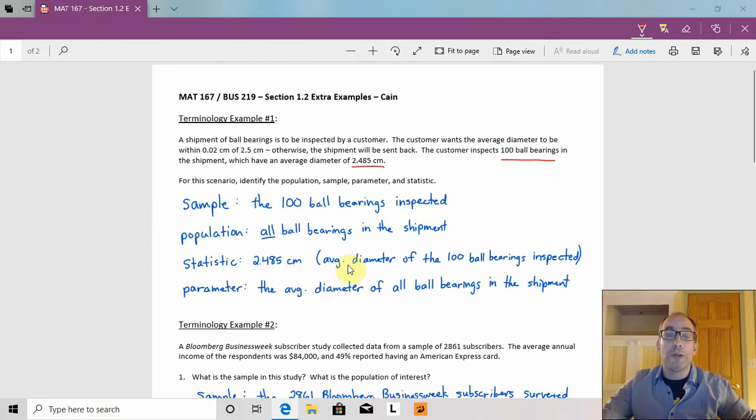Or if you want to write it out in words, you could say it's the average diameter of the 100 ball bearings inspected. But since we're given that direct value, if you had to write these out, I would just say it's that number. That's less writing. And then the parameter, that's really why I wrote this in parentheses, to show, okay, this is what it is for the statistic, and this is what it is for the parameter. One thing about writing out the parameter is that usually you don't actually know that number, so you have to explain it in words.